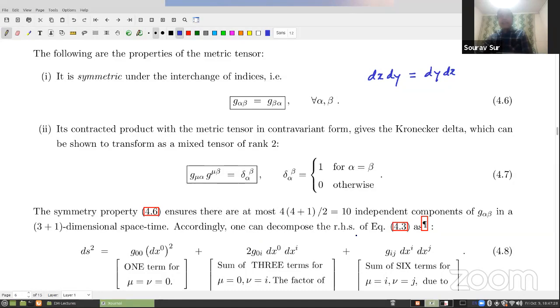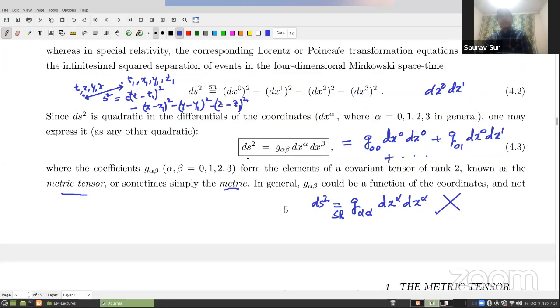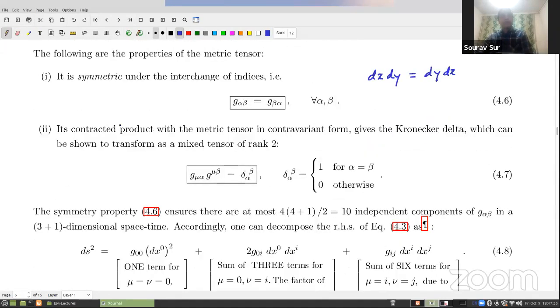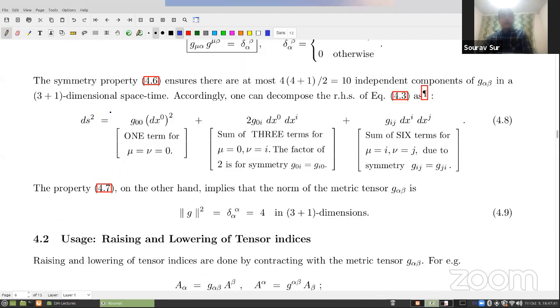Accordingly, one can decompose the right-hand side of this equation in this way. dS square is G alpha beta dx alpha dx beta. So alpha and beta both 0, you have G00 dx0 dx0. Then 0 and beta is a space index, 1 time 1 space. So that would give you G0i dx0 dxi, where there is a sum over i. Always repeated indices are summed over. So there are 3 terms: G01 dx0 dx1, G02 dx0 dx2, G03 dx0 dx3.